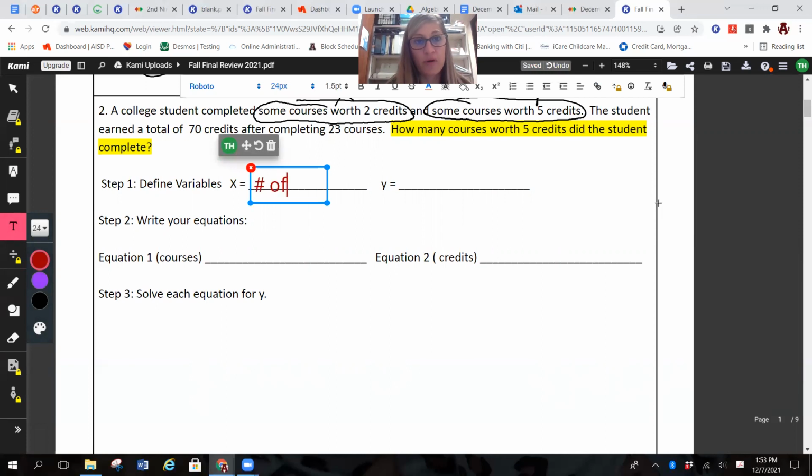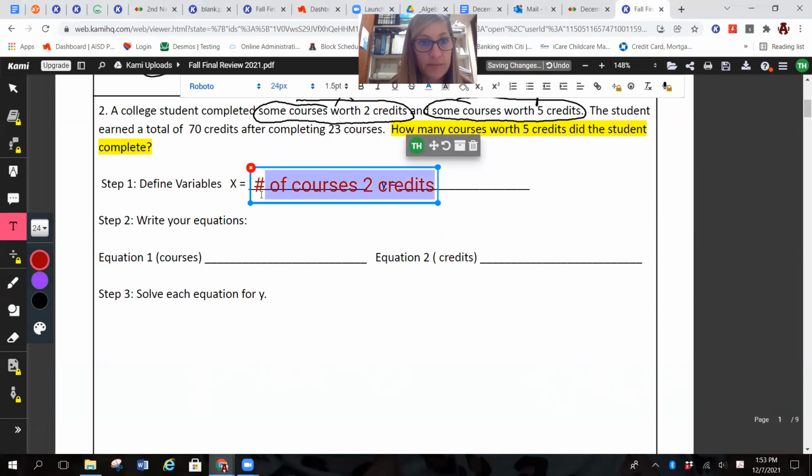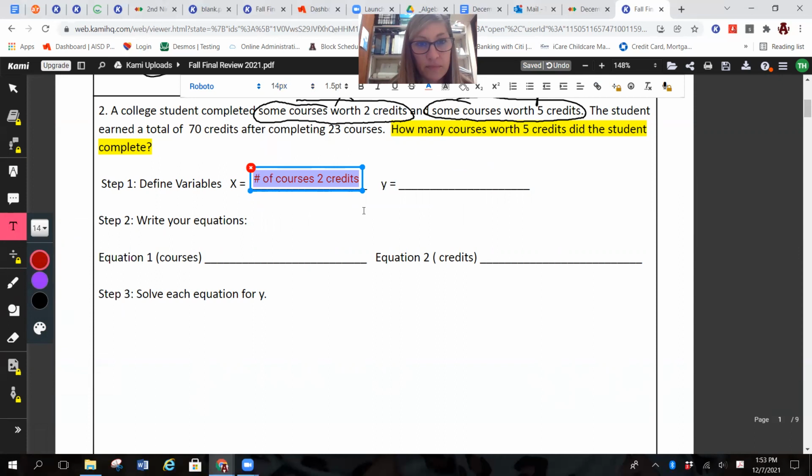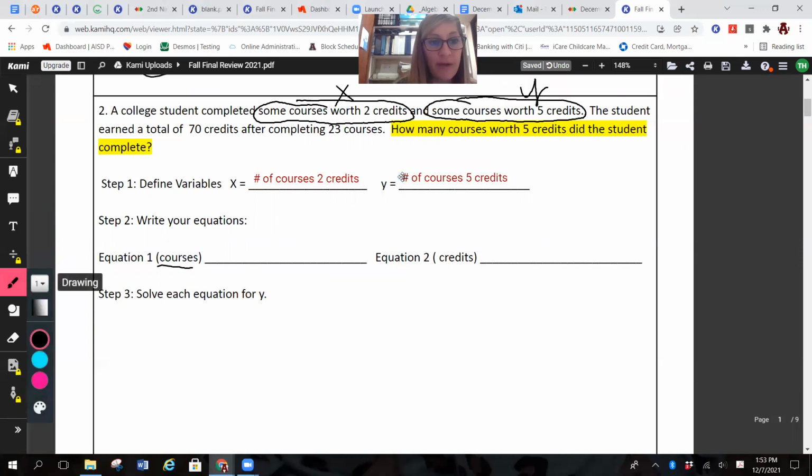So x is the number of courses that are 2 credits, let's go ahead and make this font a little smaller. And then the y is the number of courses that are 5 credits. Now we're ready to write an equation. One of them is about the courses I take, and one of them is about how much each is worth in credits.